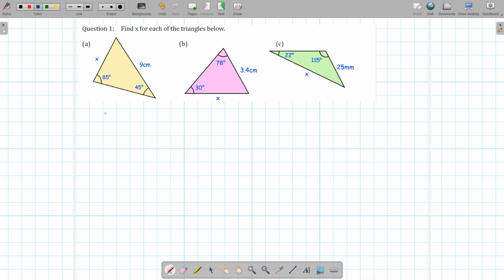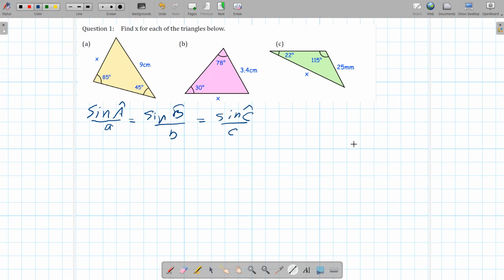For a non-right angled triangle, we have a rule called the sine rule. The sine rule will be like this: sine of angle A over the opposite side A, equals sine of angle B over the opposite side B, equals sine of angle C over the opposite side C.